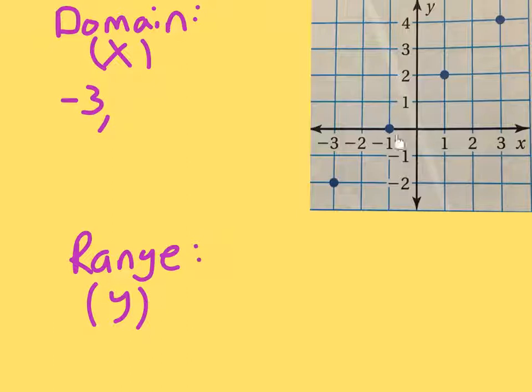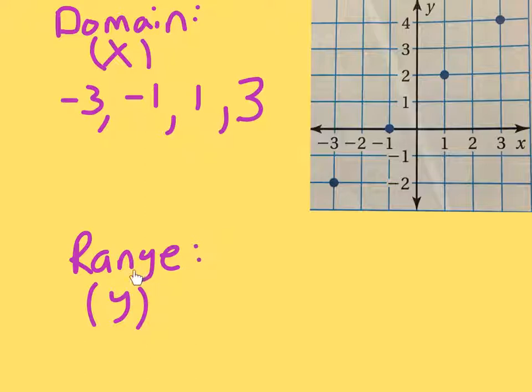Now we got to go to the next dot. This one here. What's the domain of this point? -1. Right? So we put -1 as our domain. Another domain that we have is 1. And the last domain that we have is 3. Okay? So our domain is -3, -1, 1, and 3. Okay? Domain meaning the x. Okay? Now let's tackle the range, or the y.